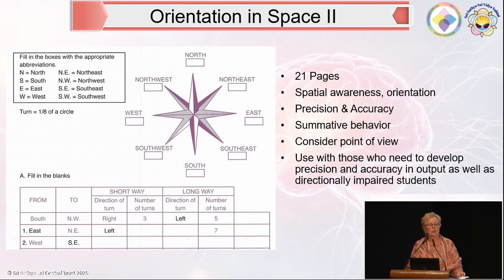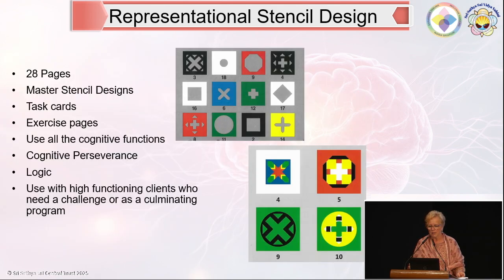Orientation in Space 2 introduces our students to the compass rose, north, south, east, west, and then eventually it integrates left, right, front, and back. So you integrate both of them. It's a very, very detailed program, not easy at all.